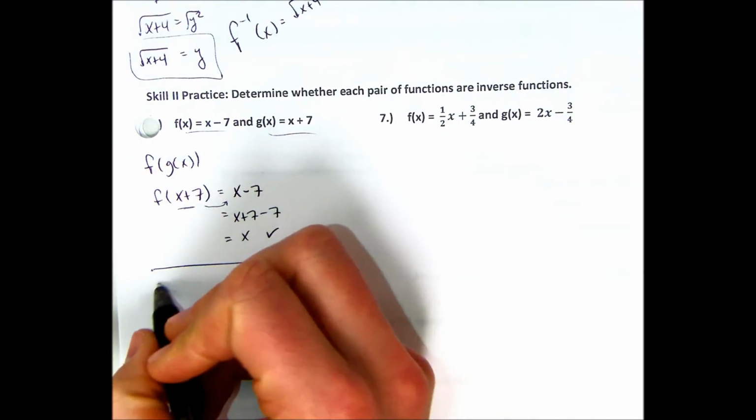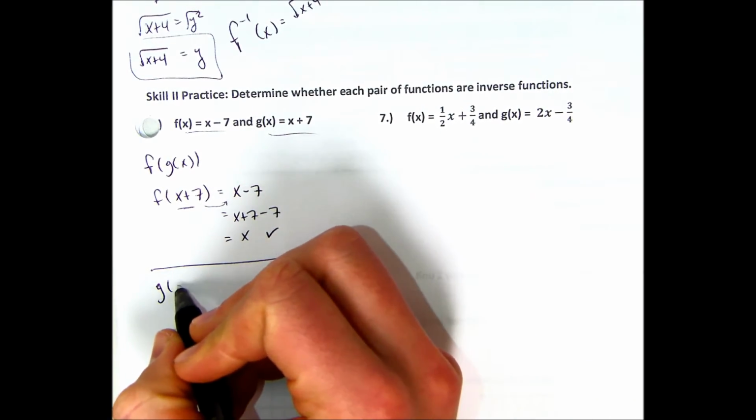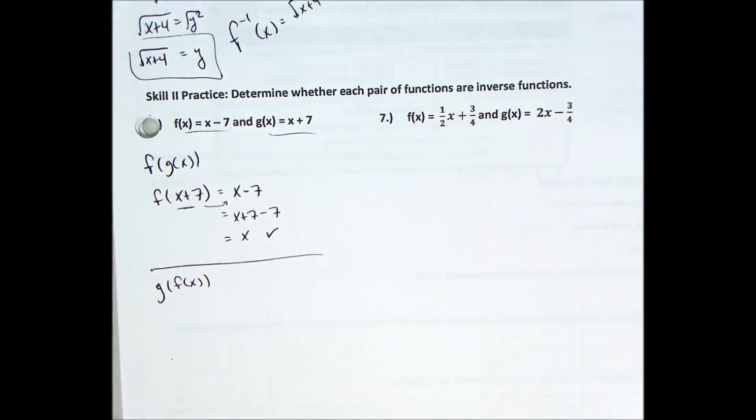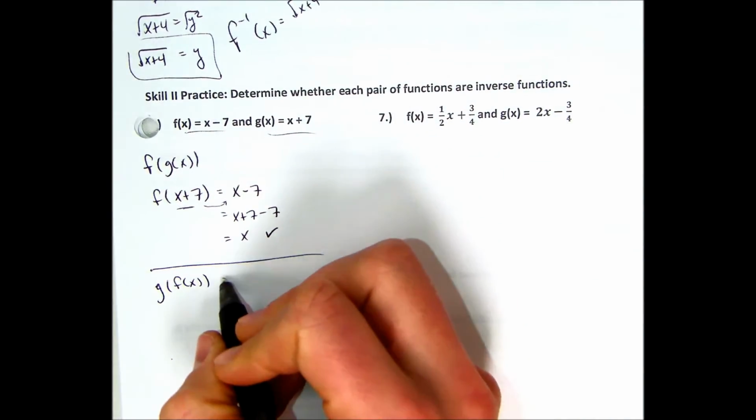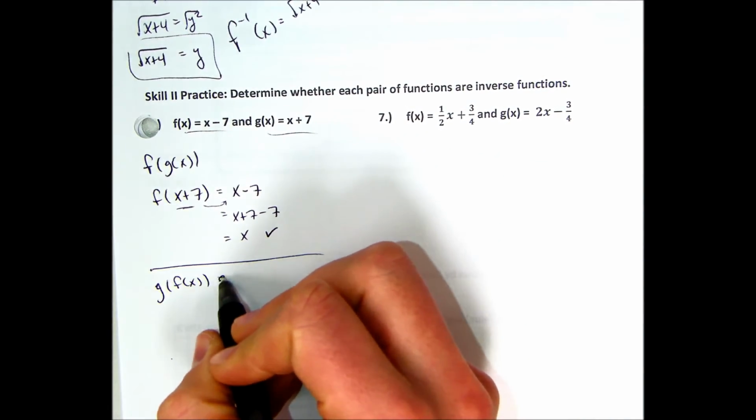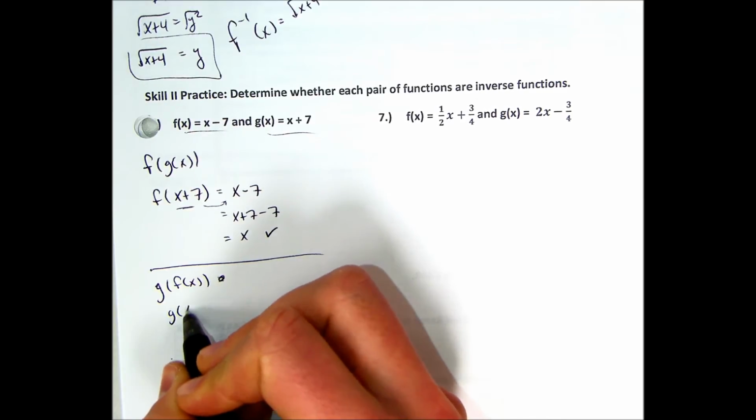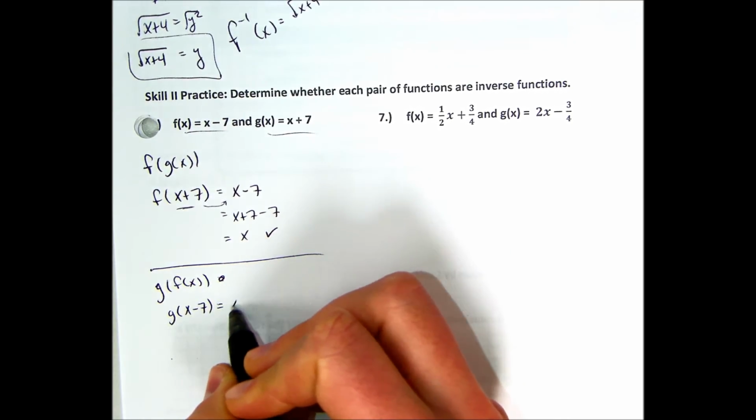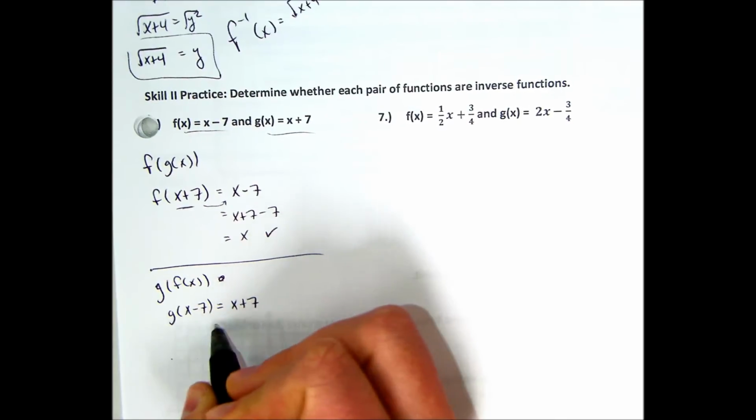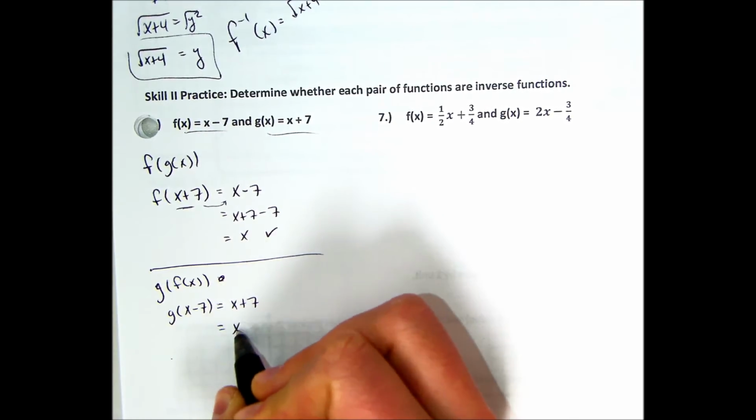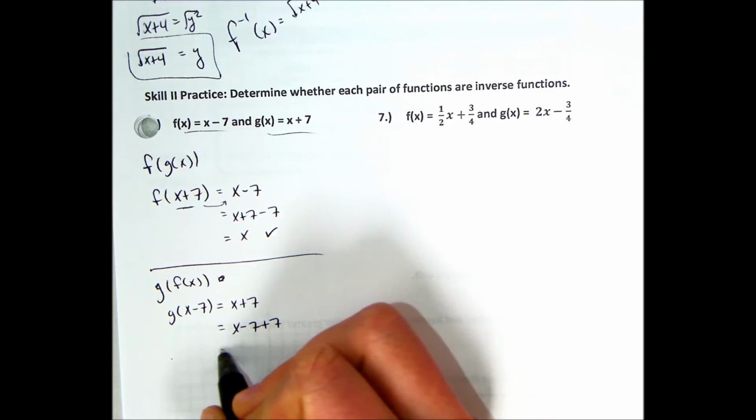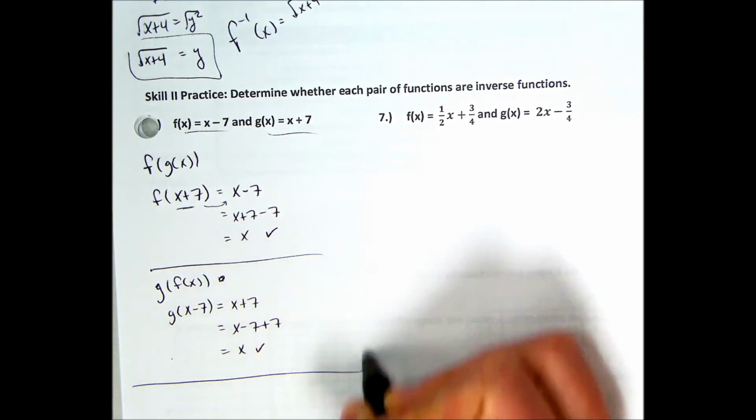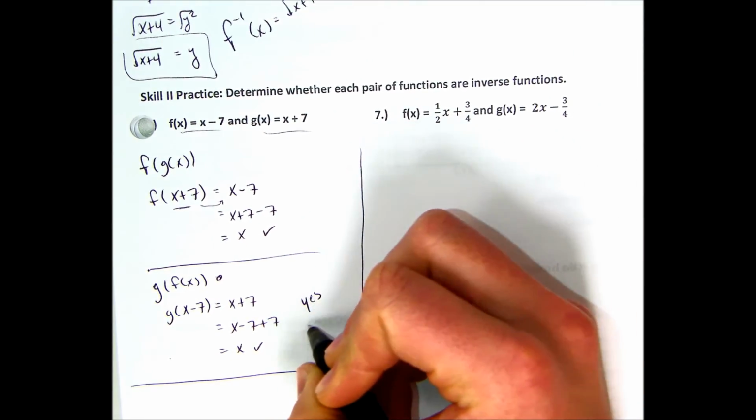So you have g of f of x, right? So you have g of f, x minus 7 this time, equals x plus 7. You're just going to plug it in, so now you have x minus 7 plus 7, and you get x. So yes, f of x and g of x are inverses.